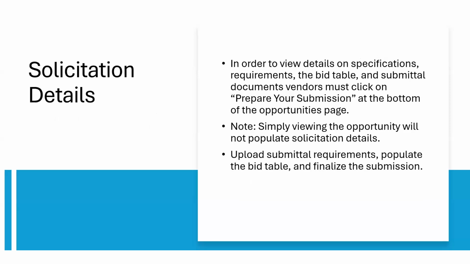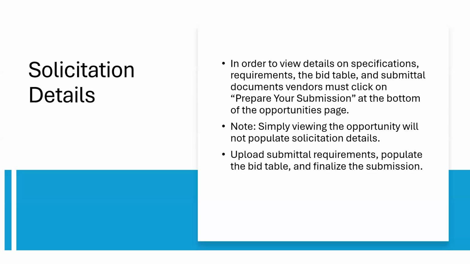Okay. So like I said, in order to actually view the details and specification requirements for the bid table and any submittal documents that are needed for a given project, you have to click on prepare your submission at the bottom of the opportunities page. Simply viewing the opportunity only gives you a snapshot. It doesn't give you the details. So in order to prepare your submission, one, you do have to be registered to see this. And then two, you have to hit prepare your submission at the bottom of the page.